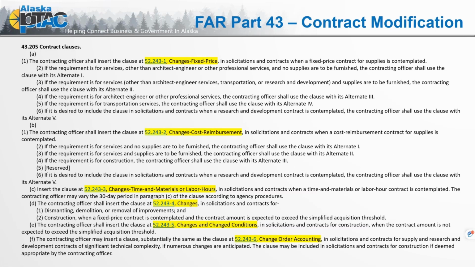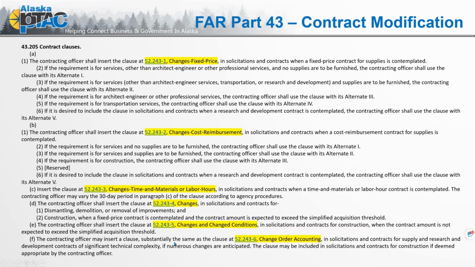Contract modification, the contract clauses. I'm not going to read this for you, but I did want you to have the information. I just highlighted them. These are the avenues in which we can incorporate change to an executed contract. So we have the first one, 52.243-1, changes in fixed price, 52.243-2, changes in cost reimbursement, and you can see these are just particular clauses depending on the type of contract. Again, changes time and material. Here's the overall statement: changes clause 52.243-4 and 5, changes in changed conditions.